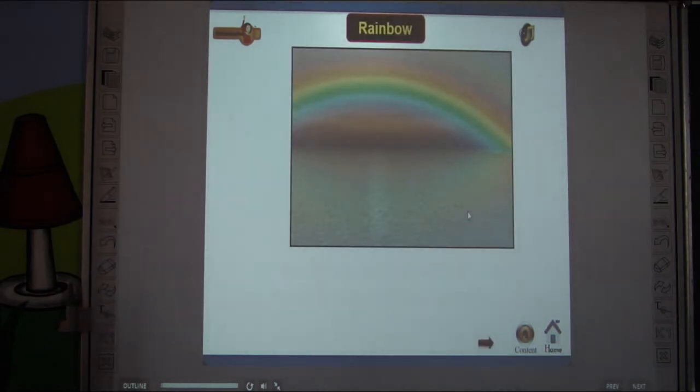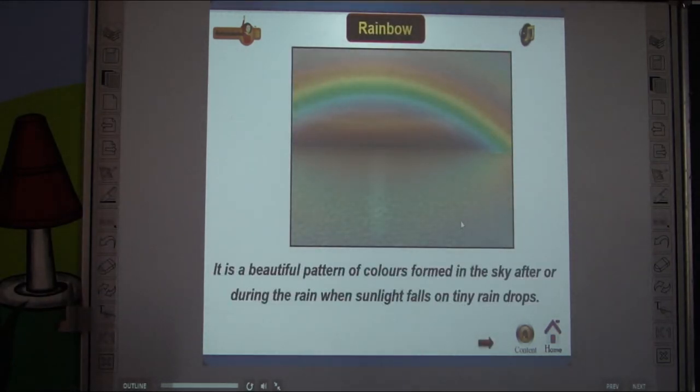See, this is a rainbow. It is a beautiful pattern of colors formed in the sky after or during the rain, when sunlight falls on tiny rain droplets. Why is a rainbow formed? The raindrops act as a prism. What will happen when light passes through the prism? It is split up into 7 colors. Like that, here the raindrops act as a prism. So we can see the rainbow in the sky during the rainy season.